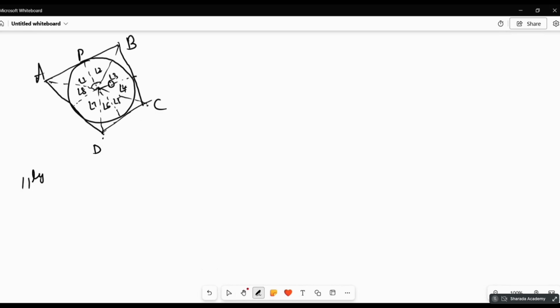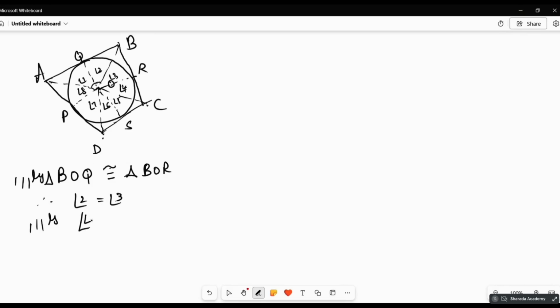Similarly, this I've written P, no? PQRS, right? Name it. P should be there here. Similarly, triangle BOQ is congruent to triangle BOR. Therefore, angle 2 is equal to angle 3. Similarly, I can say 4 and 5 angles are equal, 6 and 7 are equal.